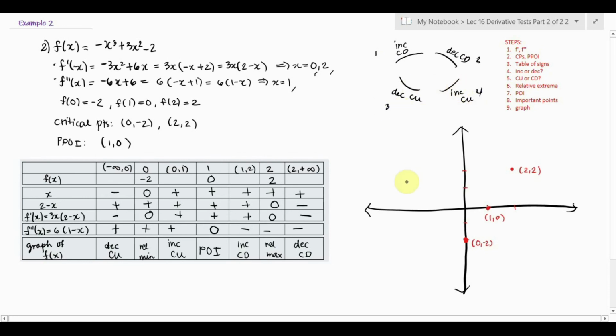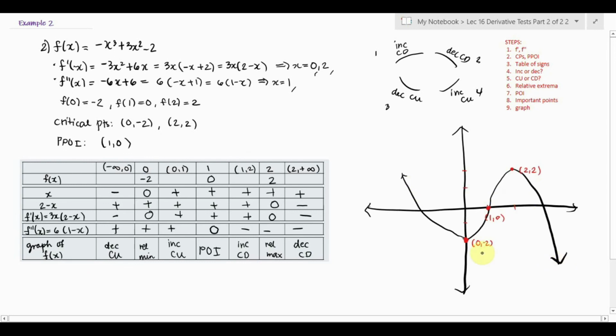Okay, from negative infinity to 0, we have decreasing concave up. That should look like this, number 3. So it should look like this. And then from 0 to 1, you have increasing concave up. It looks like 4, pataas na concave up. Here, from 1 to 2, increasing concave down. That's 1. Something like this. And then from 2 to positive infinity, you have decreasing concave down. That looks like 2, pababang concave down.